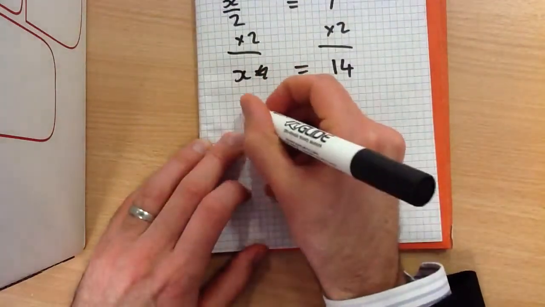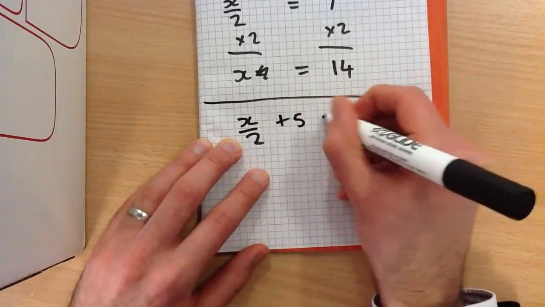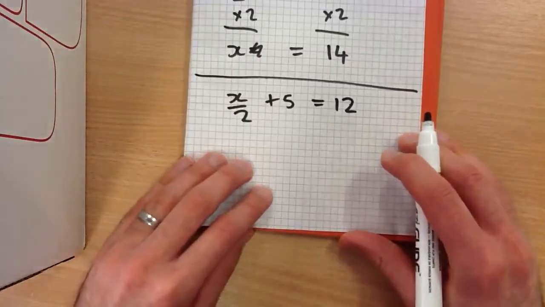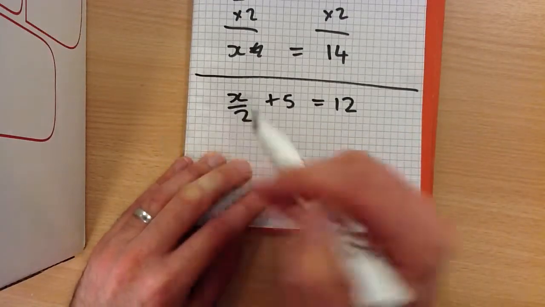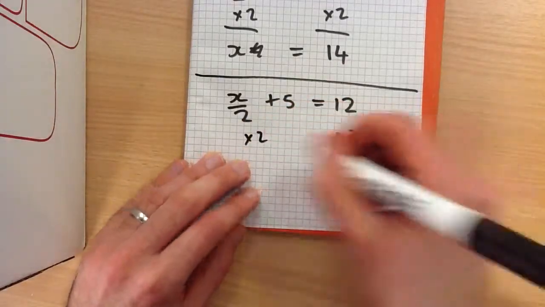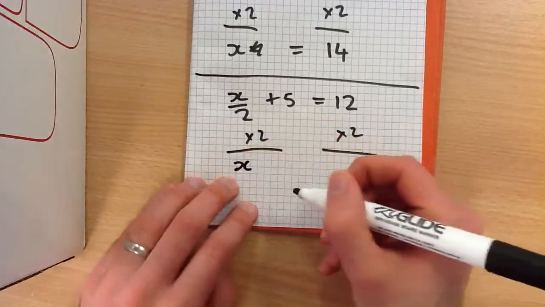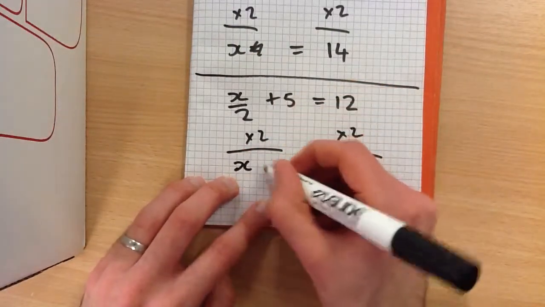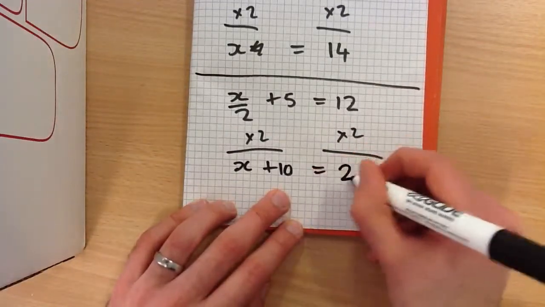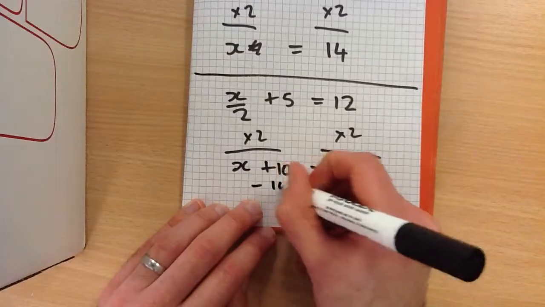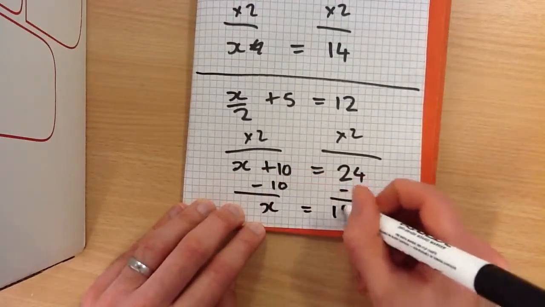Now the other way I could have done this question, x over 2 add 5, is if I had multiplied everything by 2 straight away. Then x divided by 2 times 2 is x, 5 times 2 is 10, and 12 times 2 is 24. And then I could have taken 10 off both sides. So again, x equals 14.